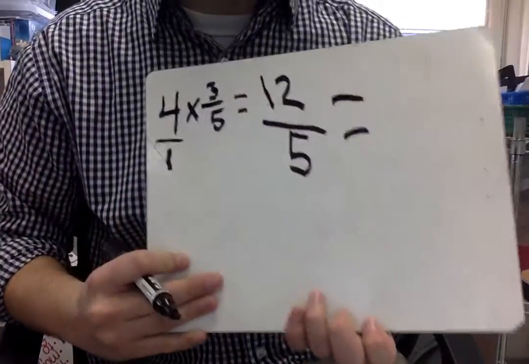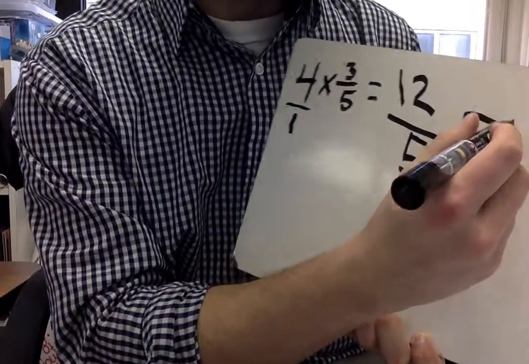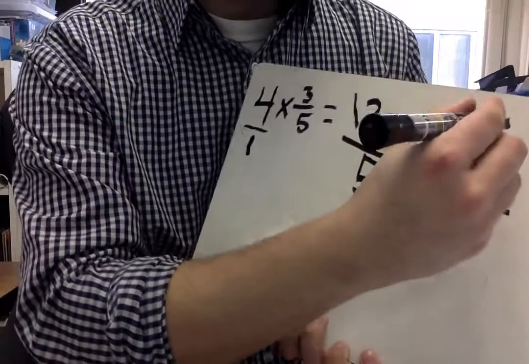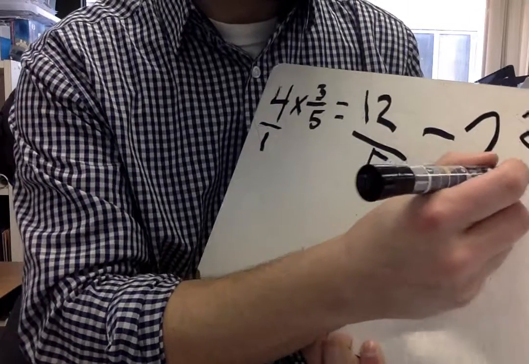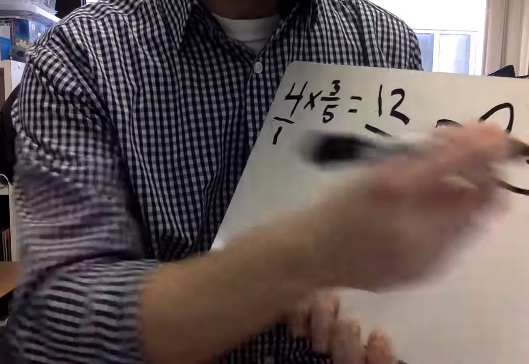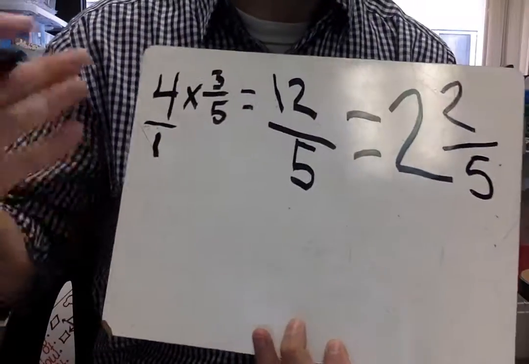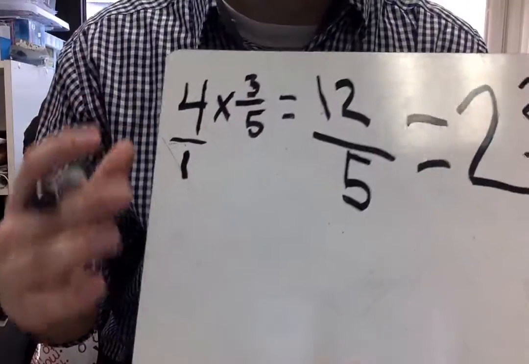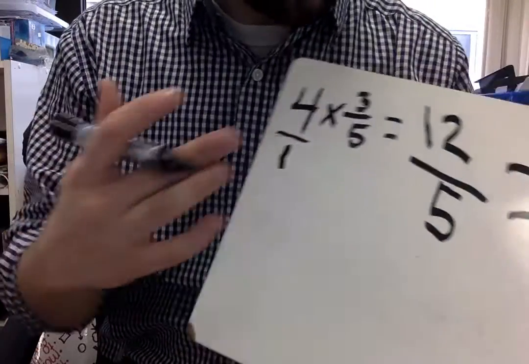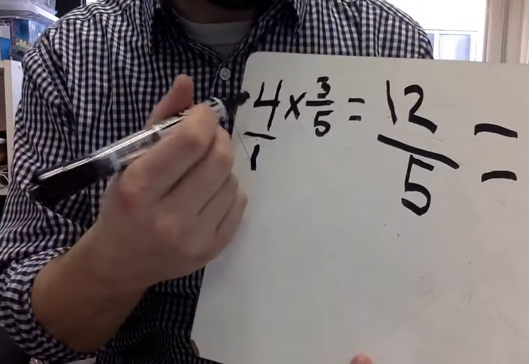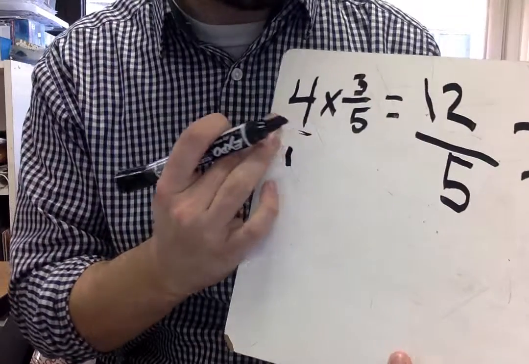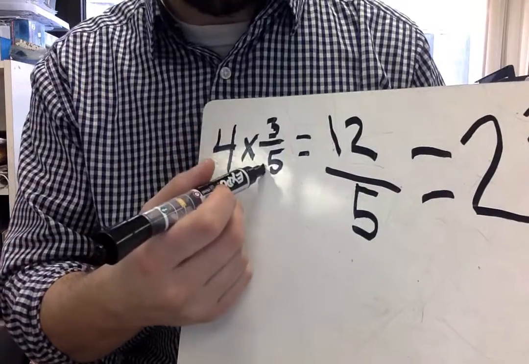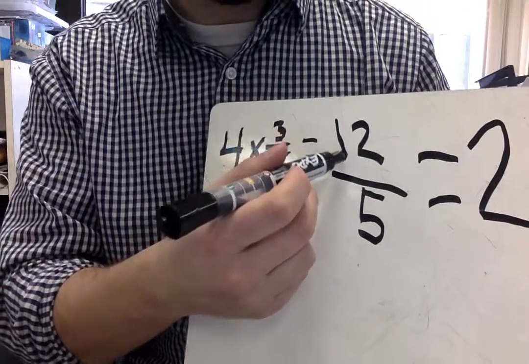Now we can turn that into a mixed number. We know that 5 goes into 12 without going over twice, so that is our whole number. And we have 2 remaining, so 2 and 2/5 is the equivalent of 12/5. Now, the last thing I'm going to show you, and I know this is a lot, is if we were going to put this equation into unit form. So we said 4 multiplied by 3/5 is equal to 12/5.